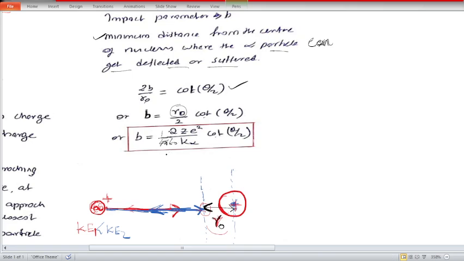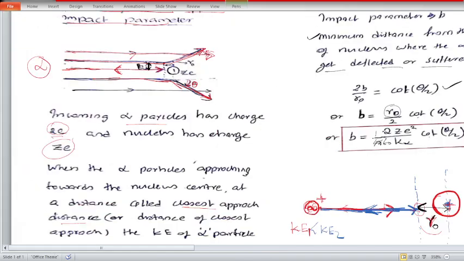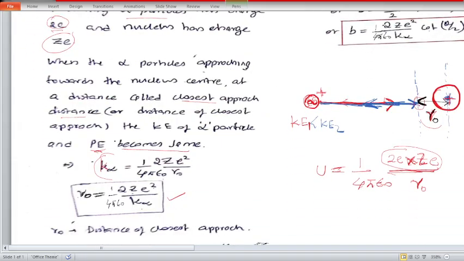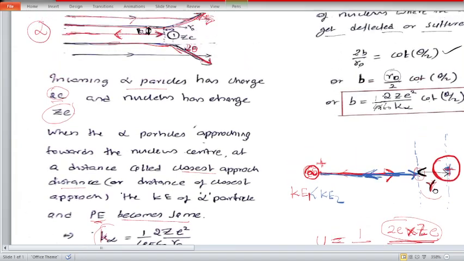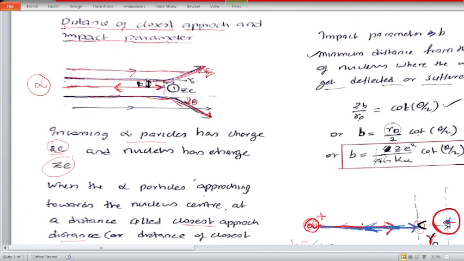Yes, this 2 will get cancelled, right? Because you have 2z e square here, so we will have one more 2 in the denominator. You can write it as 1 by 8 pi epsilon 0, or you can just cancel this. So it is nothing but 1 by 4 pi epsilon 0 z e square by k alpha cot theta by 2. That is the expression for impact parameter.